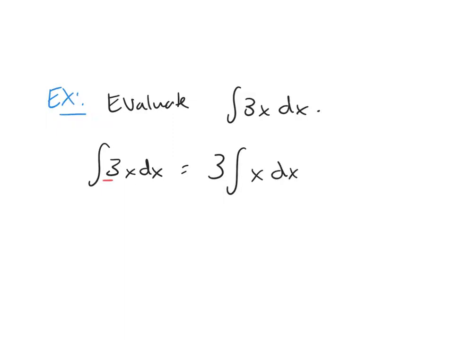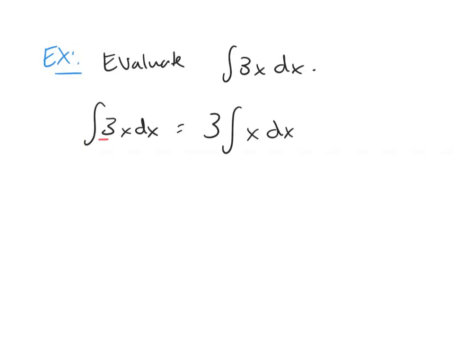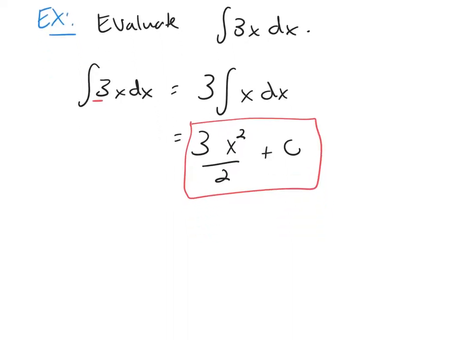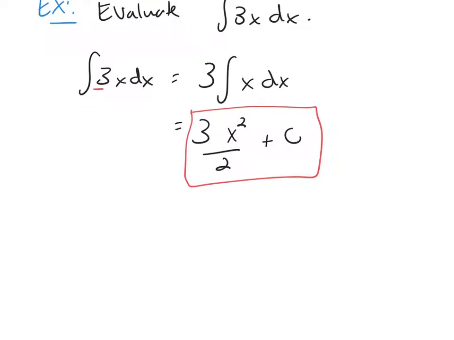And now here I have x to the first. I can use my reverse power rule here. This is 3x squared over 2 plus c. So there is my integral right there. And don't forget to put this plus c on at the end. Let's look at some more.